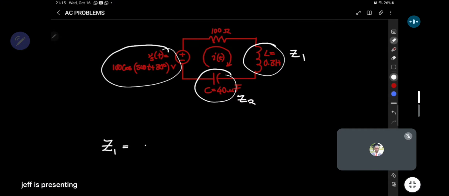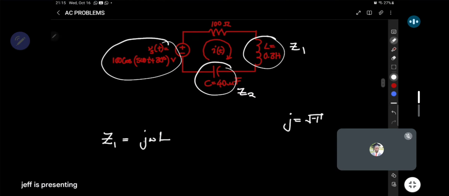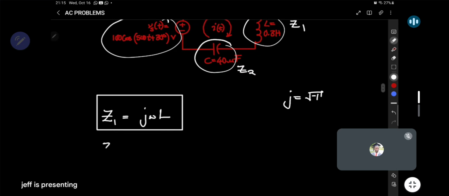So we know it's the complex variable J, not necessarily say complex variable, complex number. Here, just keep in mind that J is actually a specific value. It has a specific number, which is the root of -1. So this is if you're dealing with an inductor, and if you're dealing with a capacitor, which is going to be for Z2, we're going to have 1 over J omega, the capacitance.